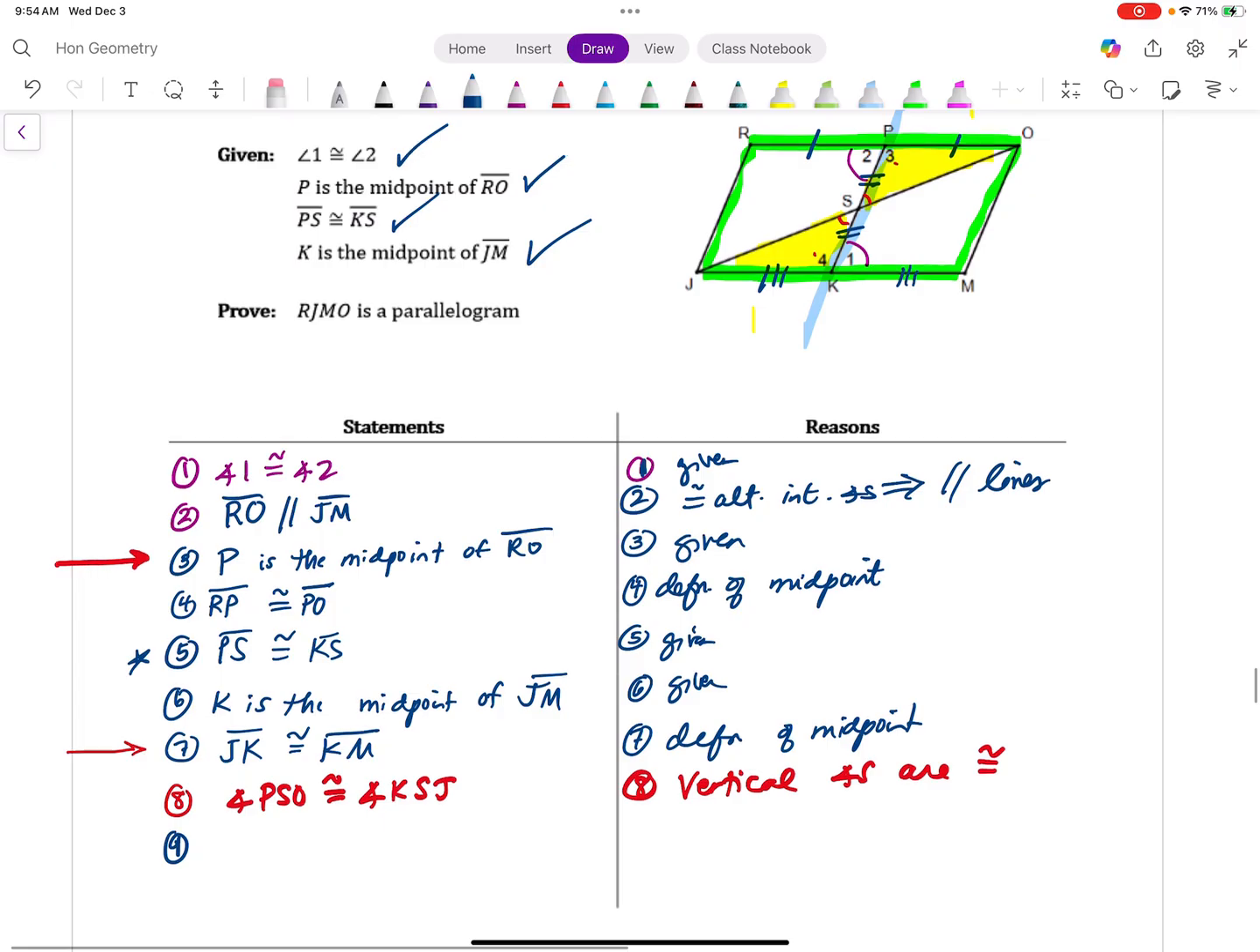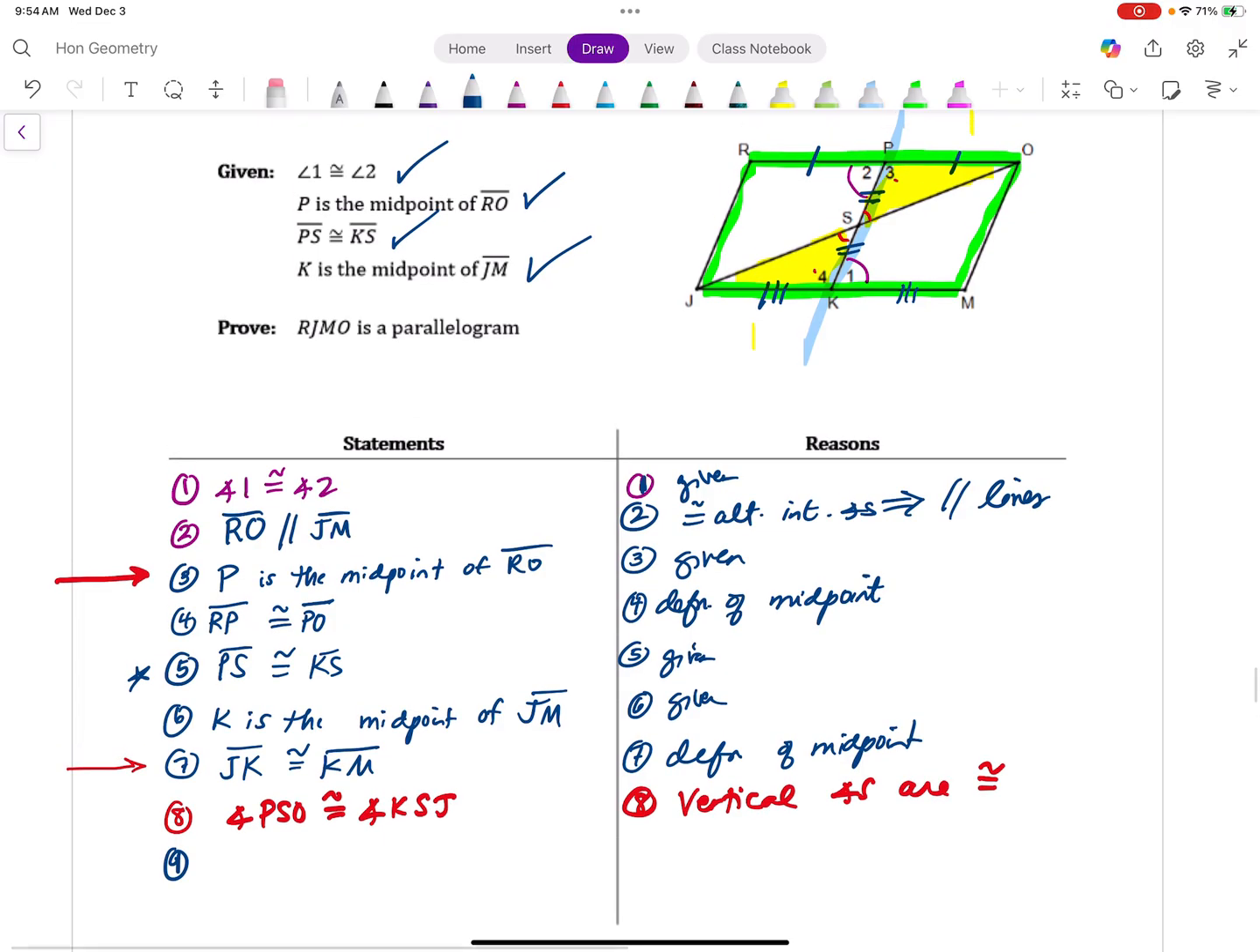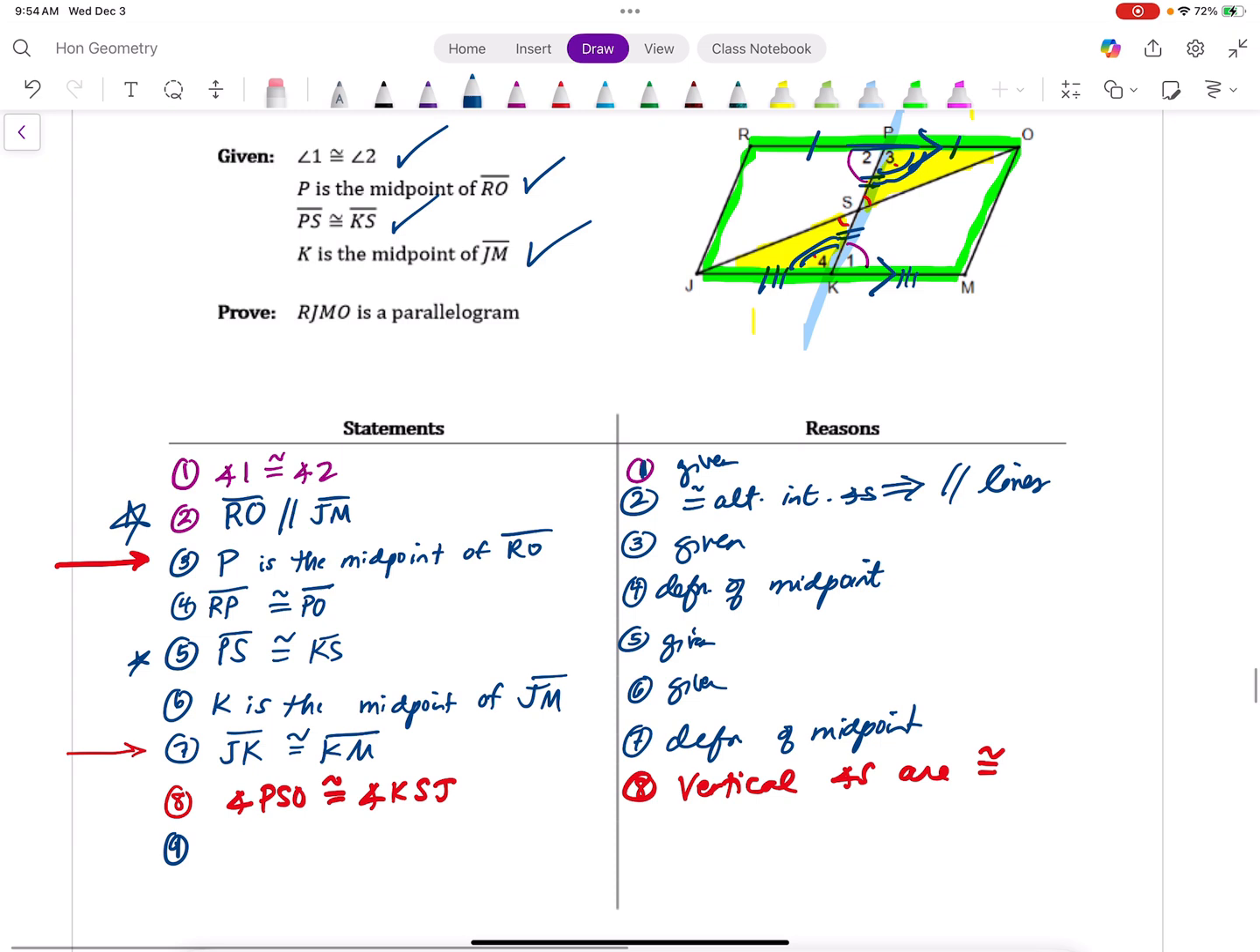Wait, no. I don't have to. I was sitting here thinking that I could say that these form a linear pair and do all that kind of stuff, but I don't have to because I've already proven that these lines are parallel back up here in step 2. So if those lines are parallel, then angle 3 and angle 4 are alternate interior angles off that same blue transversal. So angle 3 is congruent to angle 4 because parallel lines imply congruent alternate interior angles.